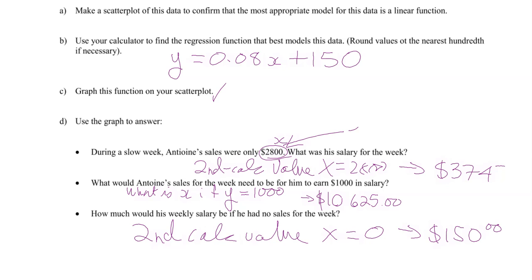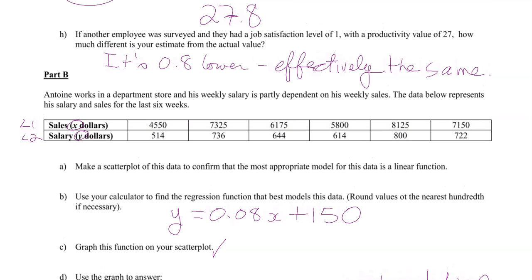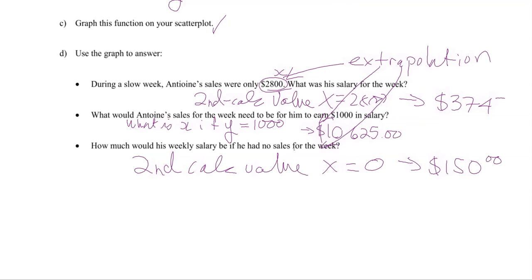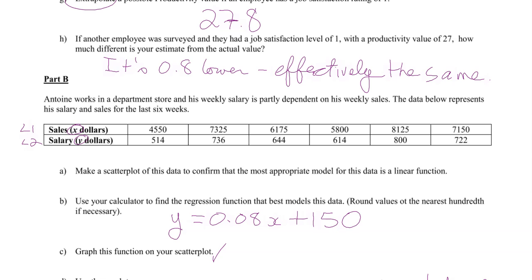So this guy here, the 2800, was extrapolation, right? It was outside of this. Because it was 10,625, that is also outside. So this is also extrapolation. And this is also extrapolation, right? So they're all extrapolation. Interpolation would be something like, what if his sales were $5,000? It's 5,000 in between these. What if his salary was $750? The 750 is in between these. So interpolation is in between. Inter lies in between values. Extrapolation is outside of, extra, right? Beyond. So either lower or higher.